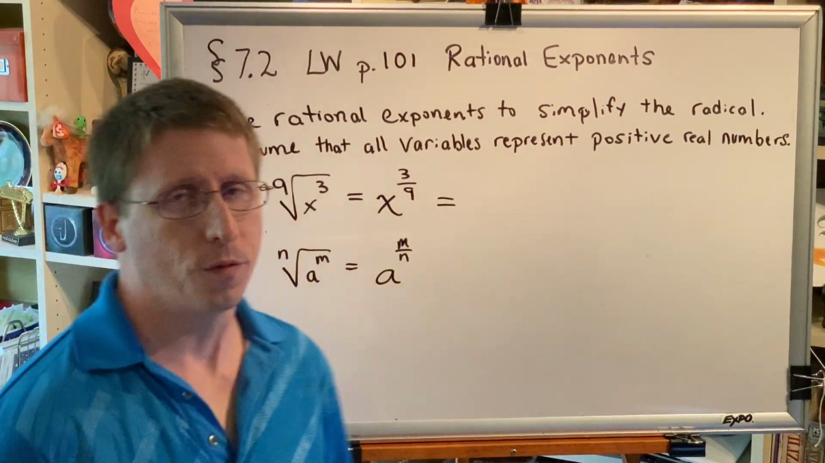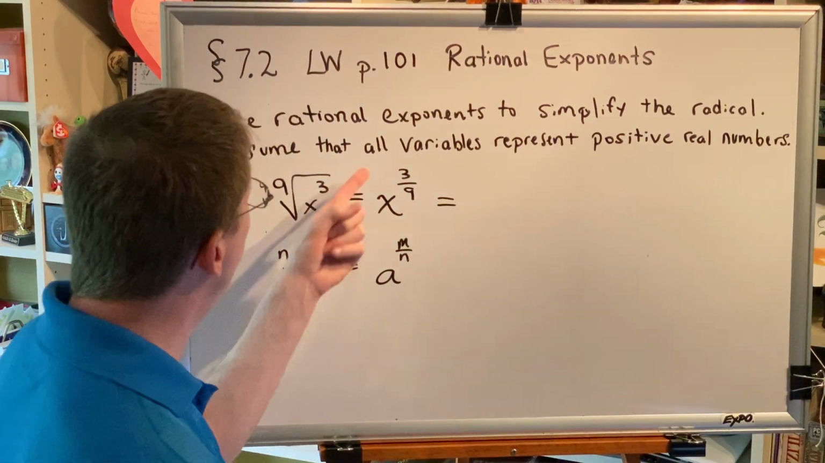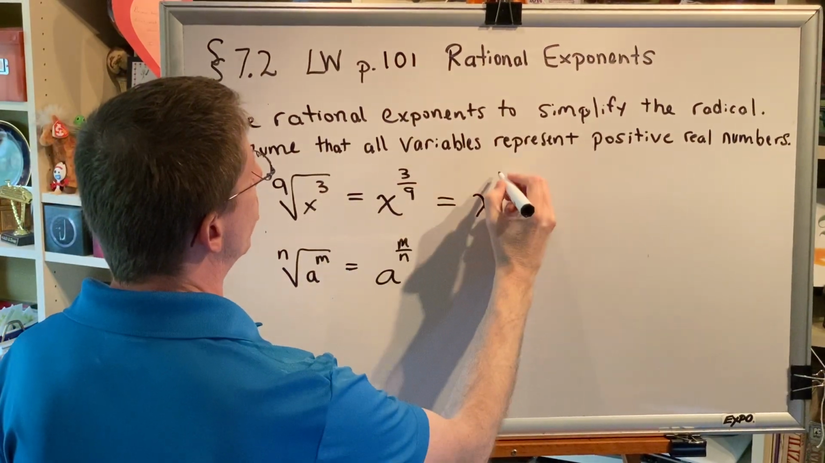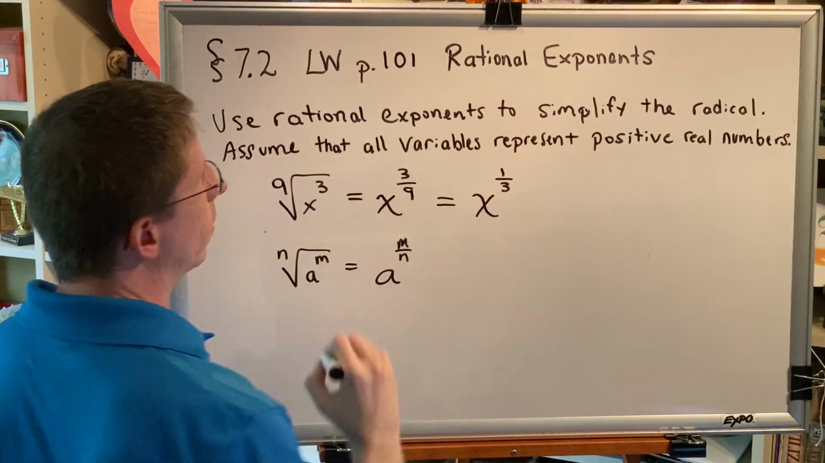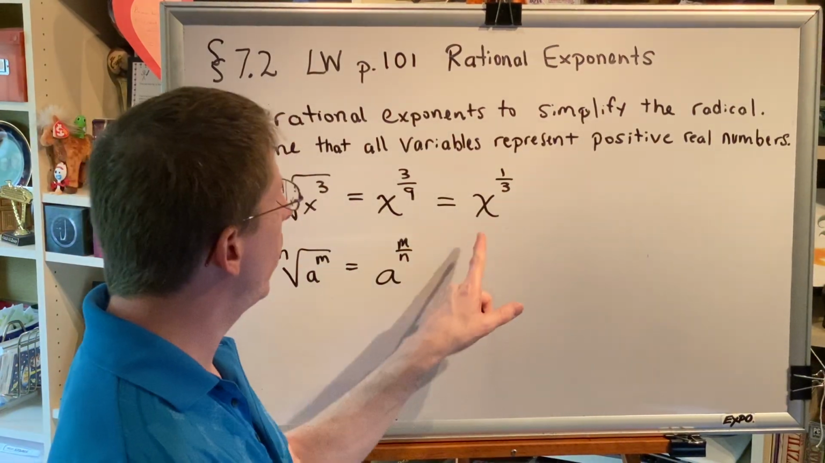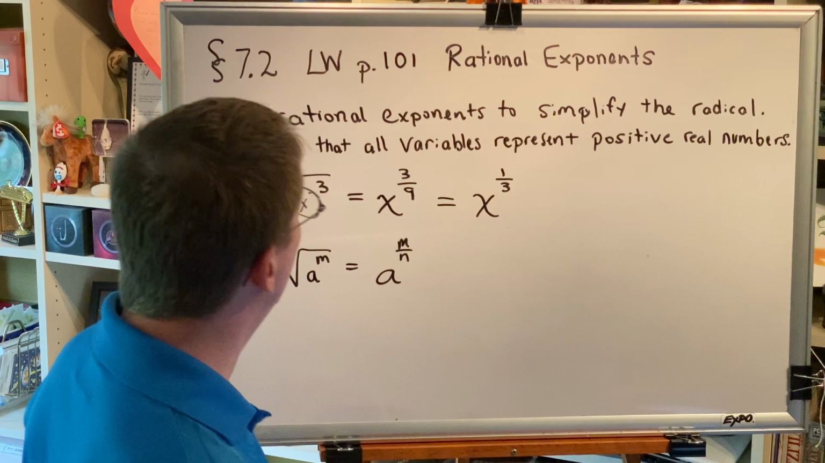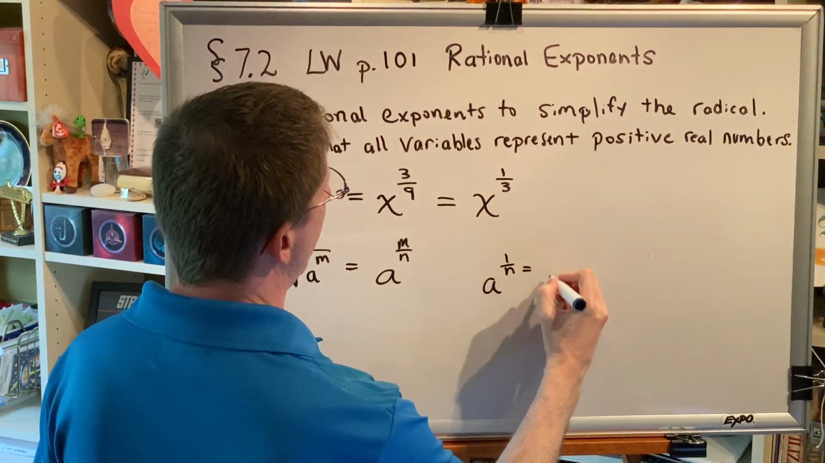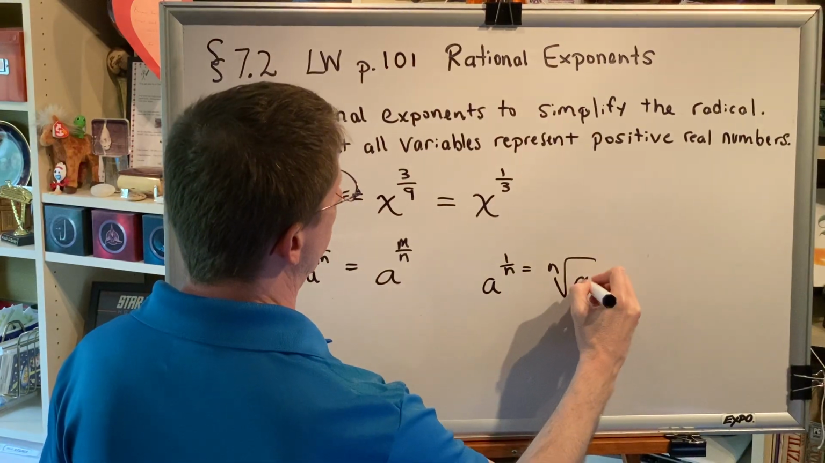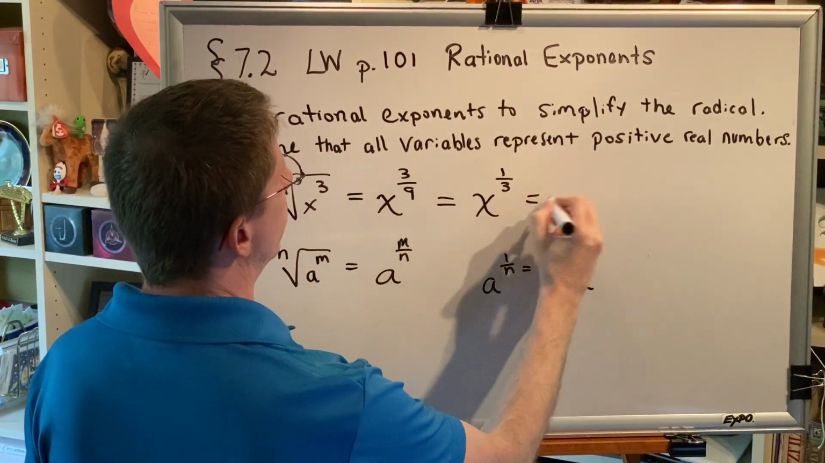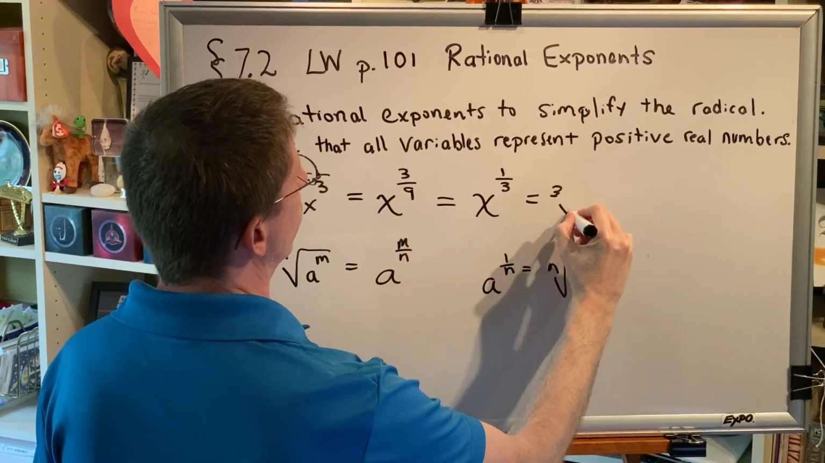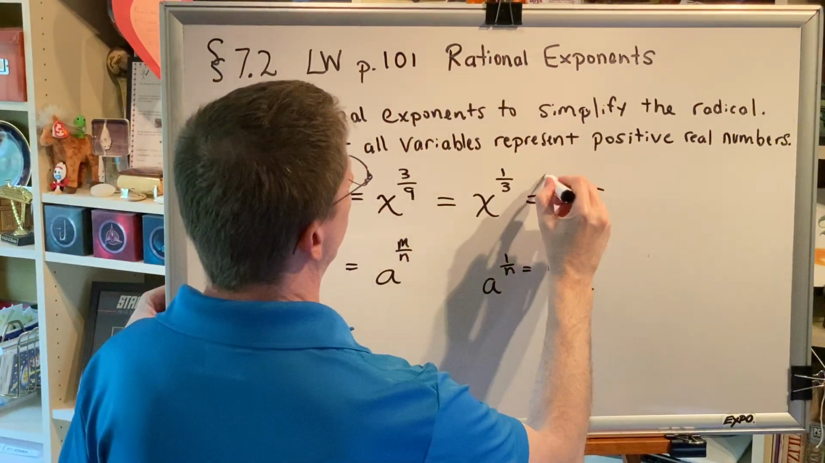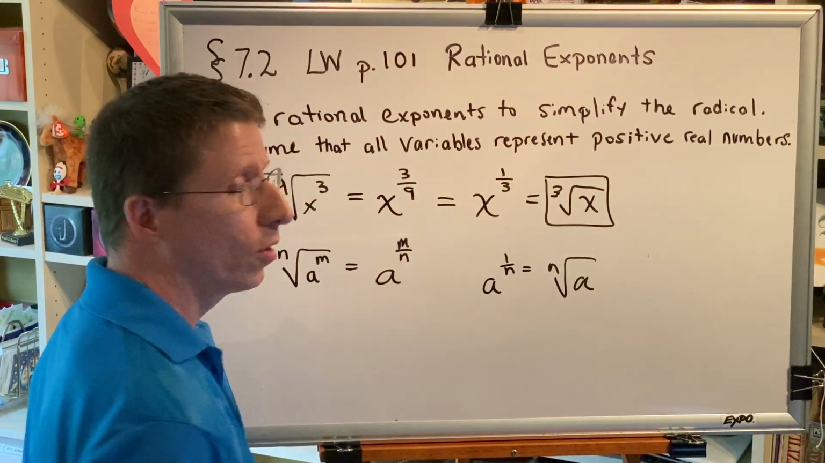Interestingly, 3/9 is a fraction that can be reduced. The common factor is 3. If you take a 3 out of both top and bottom, you get the reduced fraction 1/3. And then finally, we can put this back into radical notation, remembering this rule. A to the 1 over n is the same thing as the nth root of a. So this is the 3rd root of x, also referred to as the cube root of x. This is our final answer for this problem.